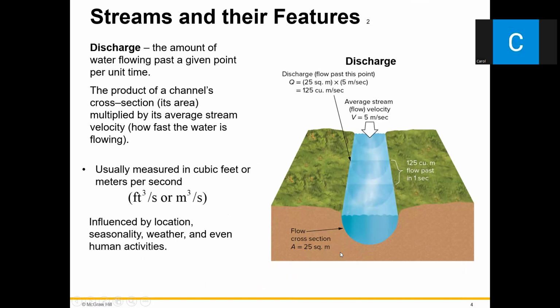Streams are measured by their discharge. Discharge in equation form is written as a Q, and it is the area of the channel times the velocity of the water coming through it. So you do the math, and depending on if the velocity is in meters per second or feet per second, you end up with discharge in units of cubic feet or cubic meters per second. Again, it's influenced by the same things that the size of the river is influenced by.